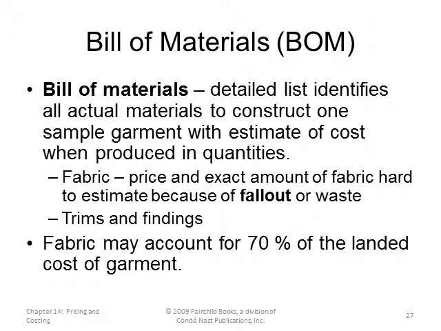A bill of materials is a detailed list that identifies all actual materials to construct one sample garment with estimate of cost when it's produced in higher quantities. Fabric, the price and exact amount of fabric is hard to estimate because of fallout or waste. And that's just the excess material. The bill of material will also include trims and findings, and fabric can account for up to 70% of the landed cost of a garment.